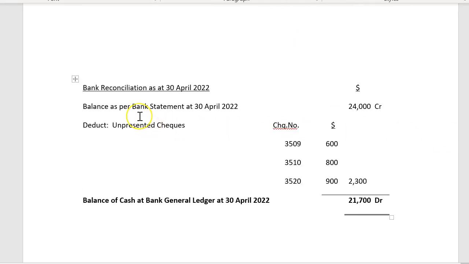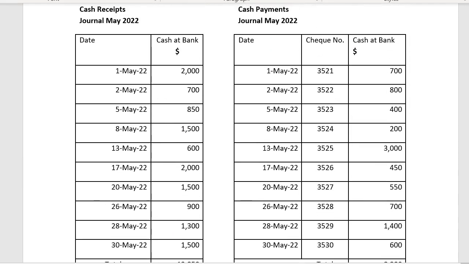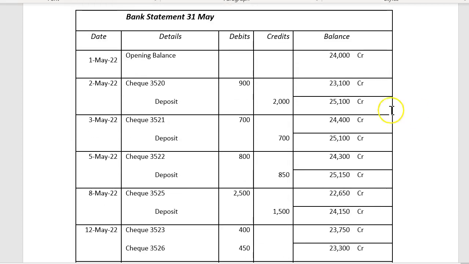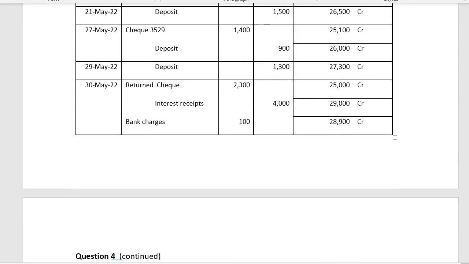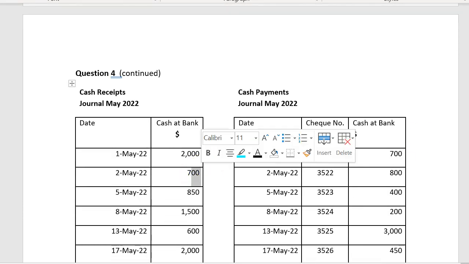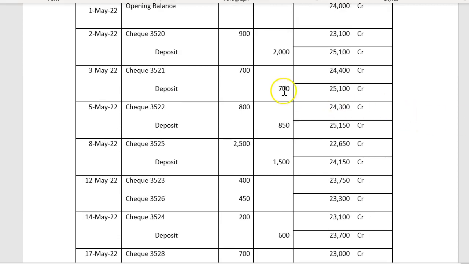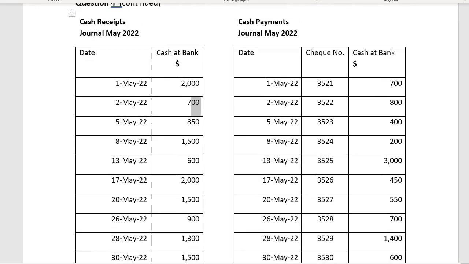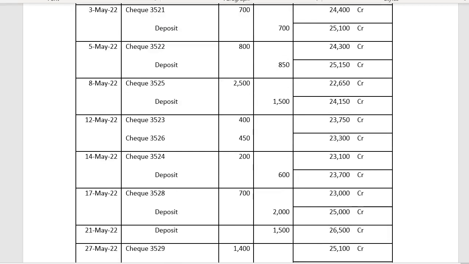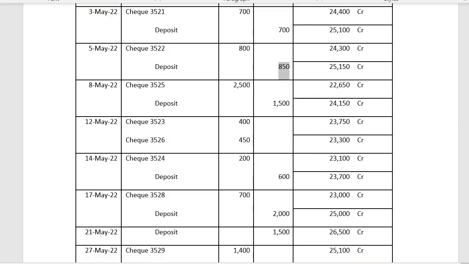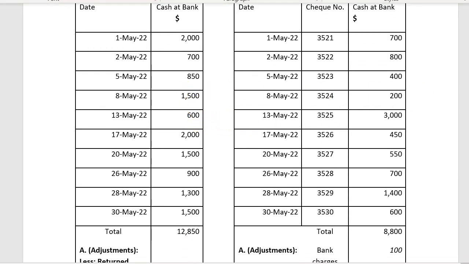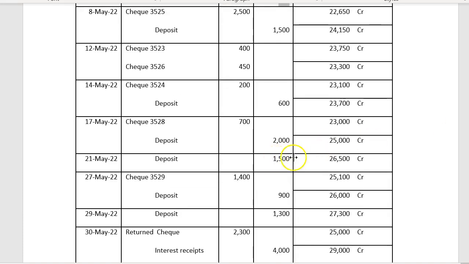Now let's check for receipts or deposits recorded by the business but not processed by the bank. There are no deposits from the previous bank reconciliation, so you don't need to worry about it. Now let's move on to our cash receipts journal and check these deposits appear in the bank statement. $2,000. It's recorded by the bank on the credit side. 700, yeah, it appears. 850, it appears as well. 1500, yep, it appears.